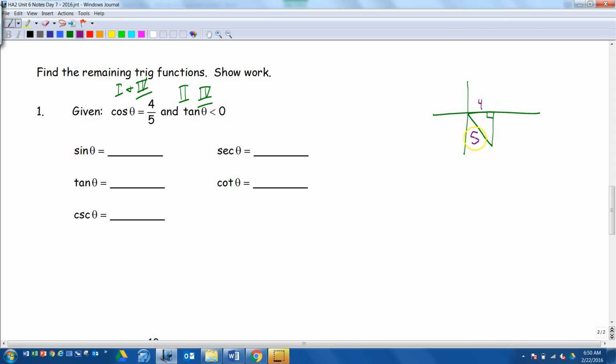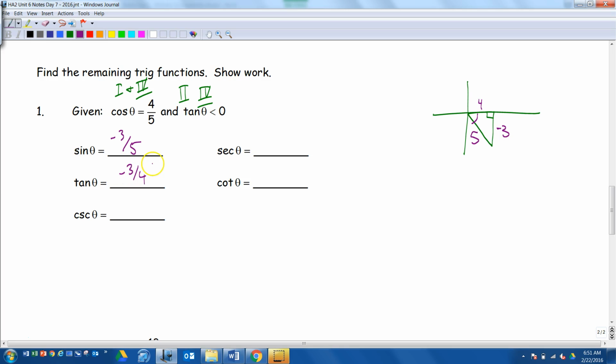Cosine is adjacent over hypotenuse. You guys should know, well, you could use Pythagorean theorem if you need to, but you should know this triple. It's a 3, 4, 5. Be careful though. The sine, we're in quadrant 4, so this has to be negative. And now you can start doing all the pieces. So we know cosine is 4/5, sine is negative 3/5, and tangent is negative 3/4.